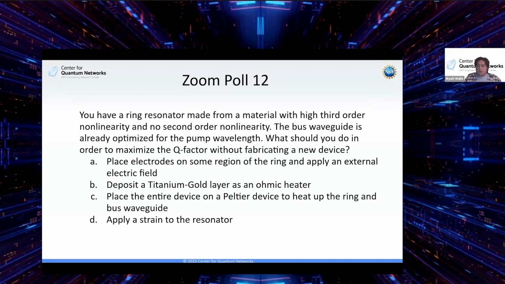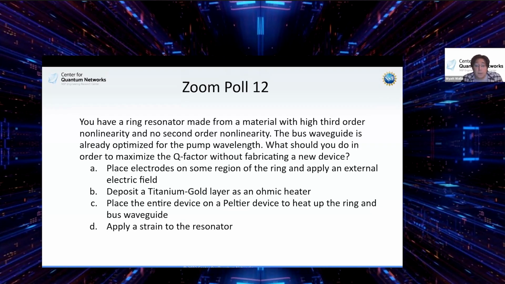And this is the last one here. We're going to end it off with just one more question. You have a ring resonator made from a material with a high third order nonlinearity and no second order nonlinearity. So this is kind of answering for some of you from the last question: what happens when I have just a third order material? The bus waveguide has already been optimized to the pump wavelength, so you don't want to change that, because if you change the waveguide at the bottom where the pump is coming in, that's going to increase the loss. So what should you do to maximize the Q factor without fabricating a whole new device?